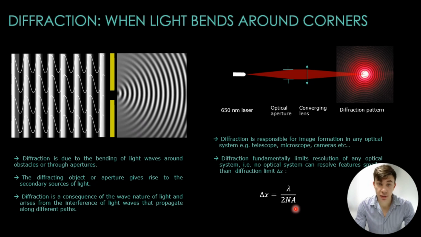So as you can see, a larger numerical aperture and shorter wavelength would lead to a better resolution of a system. For example, if you fix lambda to some certain wavelength, for example, 650 nanometers, then the only parameter on which you can play to improve the resolution of your system is to increase your numerical aperture.